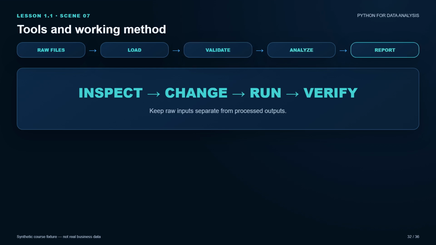We also keep raw inputs separate from processed outputs. This simple rule makes practice safer and debugging much easier. If a transformation goes wrong, we still have the original synthetic fixture and can reproduce the problem.